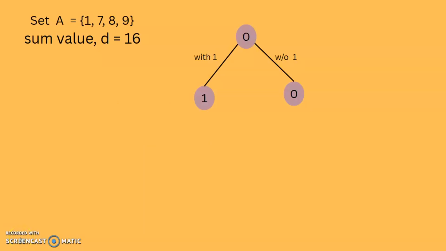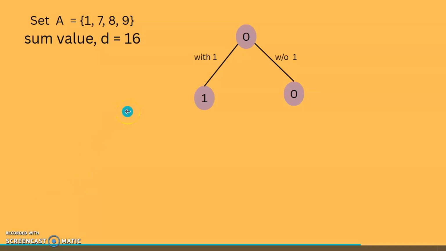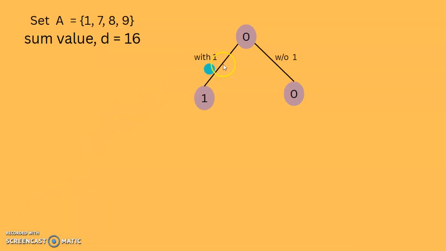Now we want to find the solution for this subset sum problem using backtracking. For the solution, you start at the root node with the sum value 0. Now the left subtree contains the first element. So what is the first element? 1. So with 1. The right subtree is without the first element. If you add this element, 0 plus 1, you get 1 here, but here it is without 1, so again the sum will be 0.